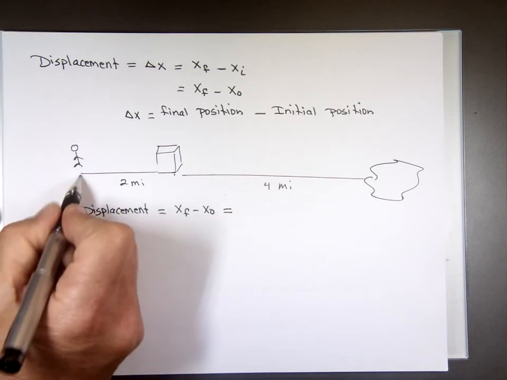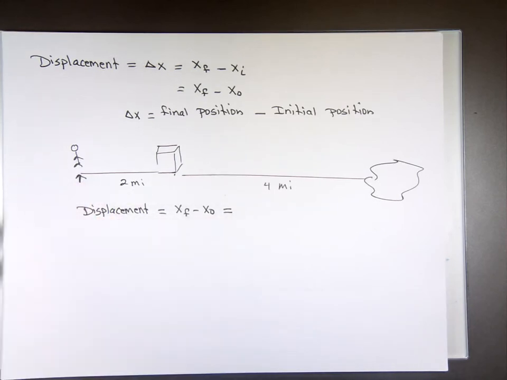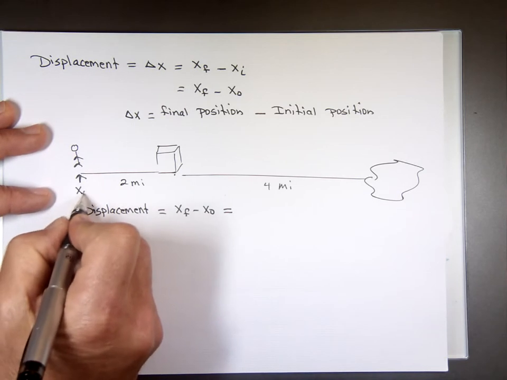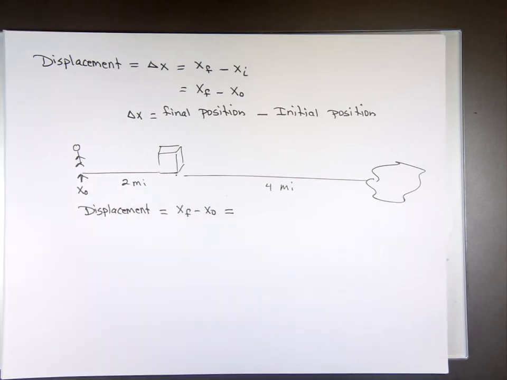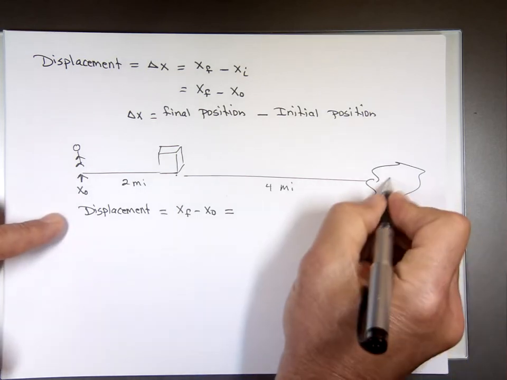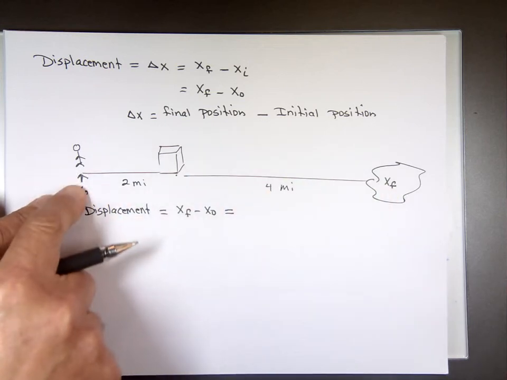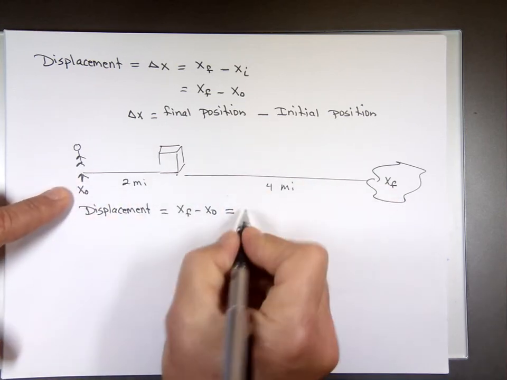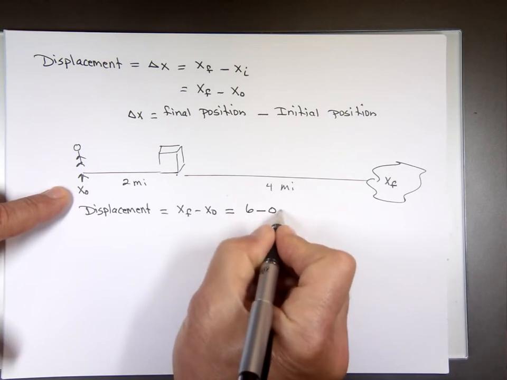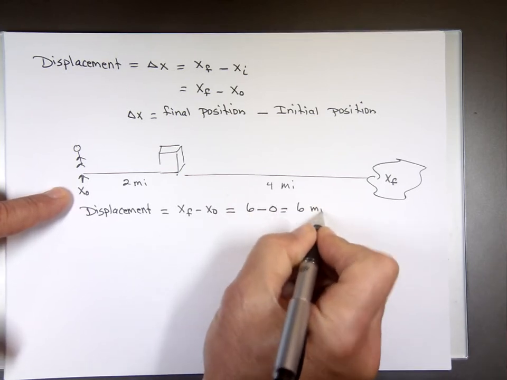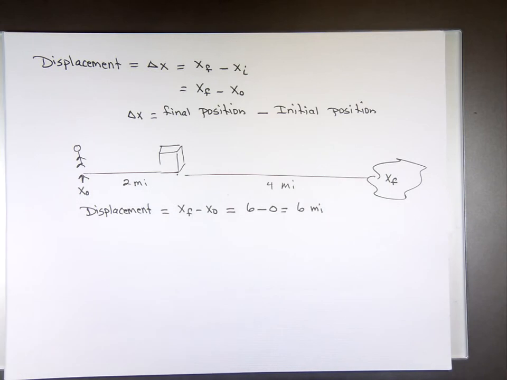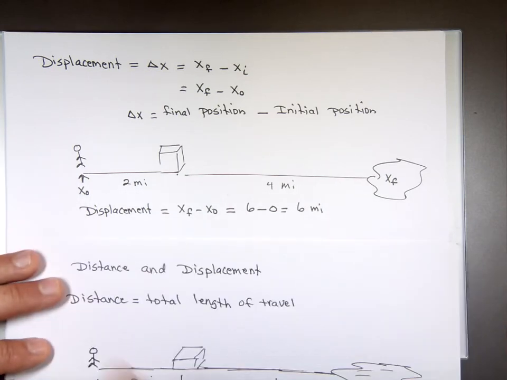This is my initial position. I'm going to measure the distance from that point. This is my x sub o, or x sub i. This is my final position, x sub f. How far is Johnny from this point now? 6 minus 0, which is what? 6 miles. So his displacement here is the same as his distance. That's why a lot of people will use distance or displacement to mean the same thing. In some cases, they are the same thing.